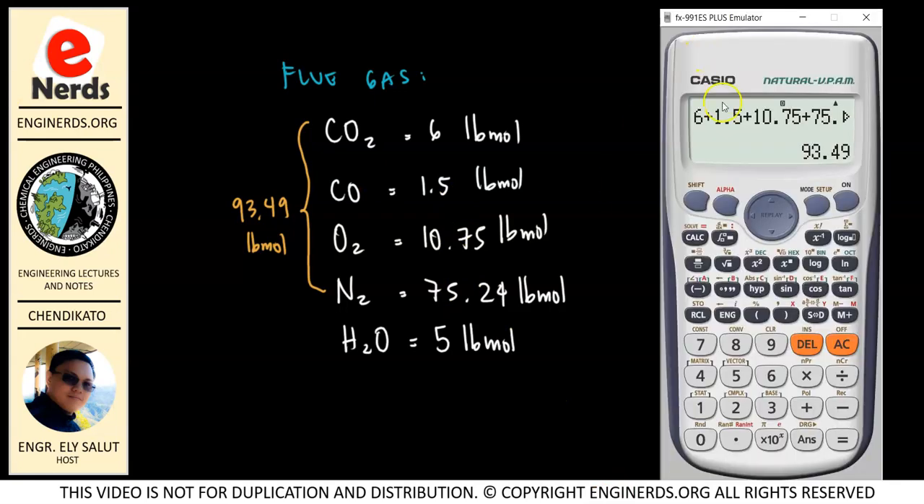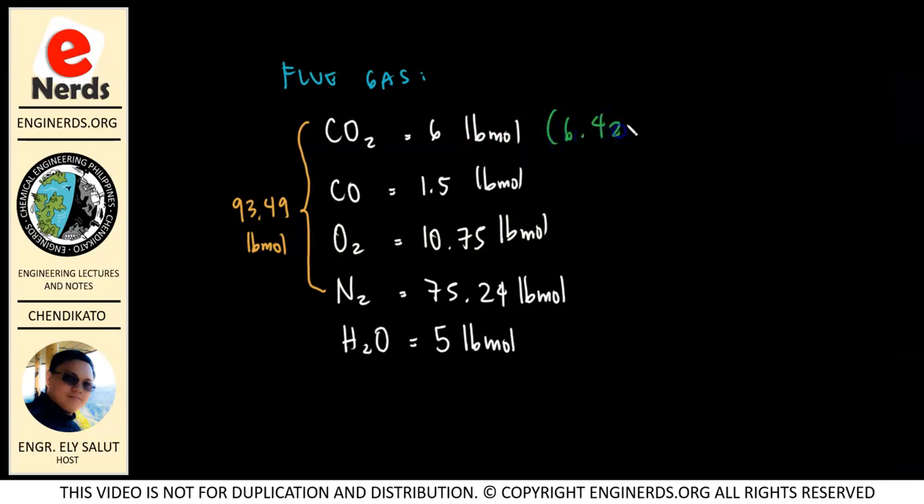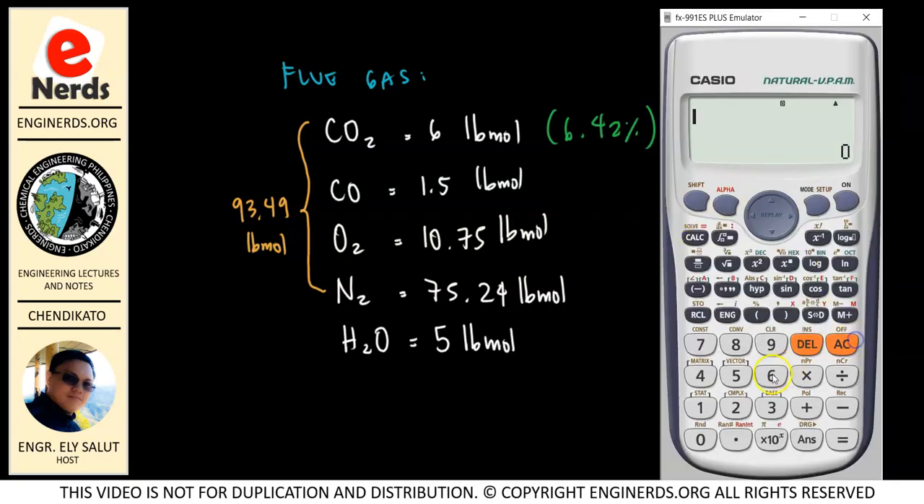Okay, so kunin muna natin yung CO2. So, for CO2, we have 6 divided by 93.49, which is equal to 0.06. So, we will multiply to 100. We have 6.42%. Okay, for our CO, we have 1.5 divided by 93.49 times 100. We have 1.6%.